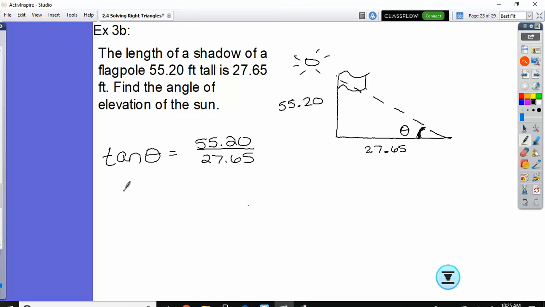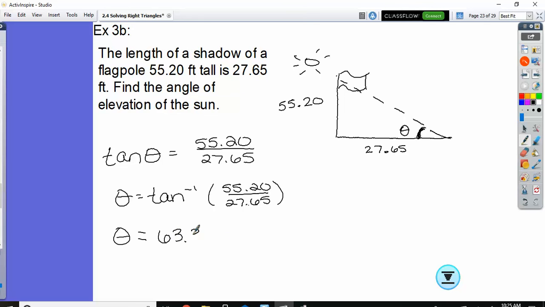So if I want to get my angle by itself, to move my tangent, I have to change it to the inverse. So we'll type this in as second tangent. And that gives me 63.3934. We said we need 4 significant digits, so we'll say 63.39 degrees.